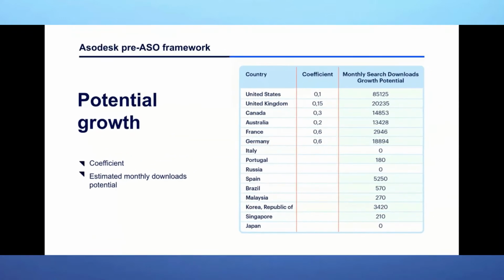of our application. So in the monthly search downloads growth potential, we check the highest number of installs among our competitors, and from this highest number of installations of our competitors, we subtract the number of installations our application is getting on this market, and divide this number by a coefficient. So basically, we set a data-driven goal for organic growth for our application.